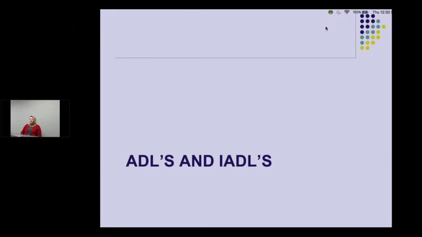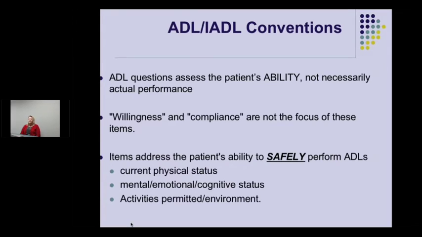Now we're going to talk about the ADLs and the IADLs. ADL questions assess a patient's ability and not necessarily their actual performance. Willingness and compliance are not the focus of care here. So if a patient is non-compliant, that should not be considered, but if they are unsafe in what they do, safety is a key consideration in the ADLs and IADLs. Items address the patient's ability to safely perform these ADLs.